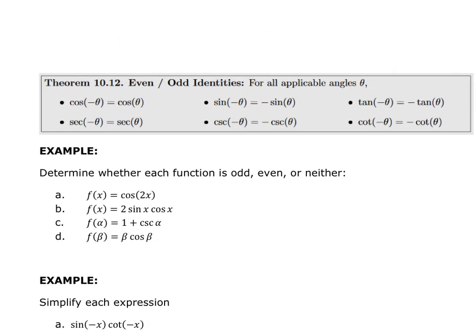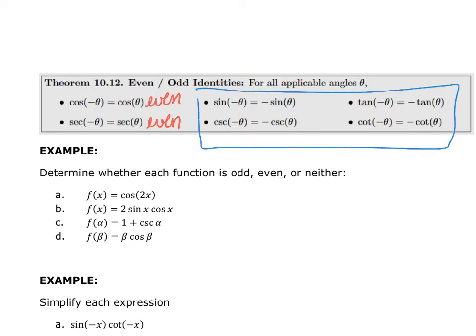We have these. Cosine is even. See when I put in the negative theta? Cosine itself comes back out. Cosine is even. Secant, which is the reciprocal, is also even. All the rest of them, when you put in a negative, are odd. So all the remaining trig functions are odd. Yes? As long as they're not multiplied together or added together or anything, it is true, yes.